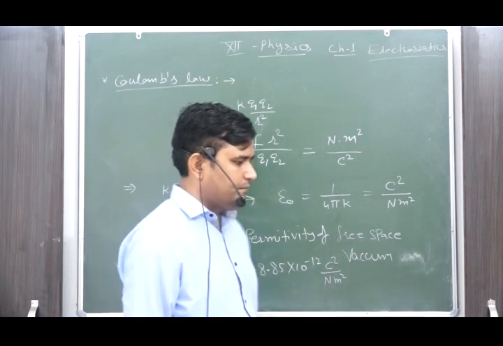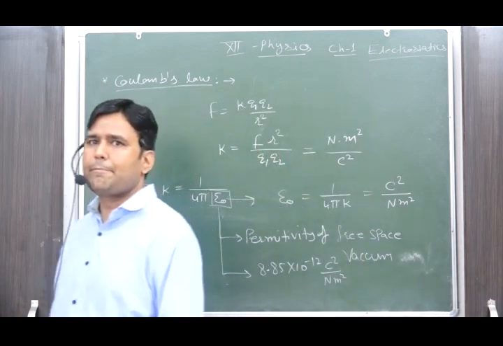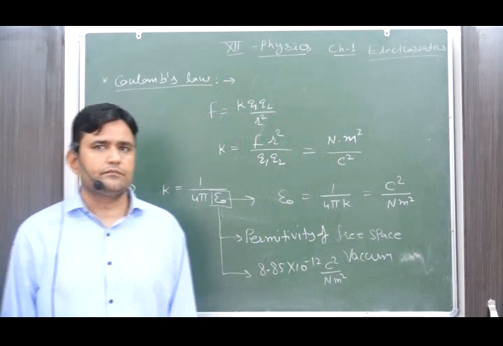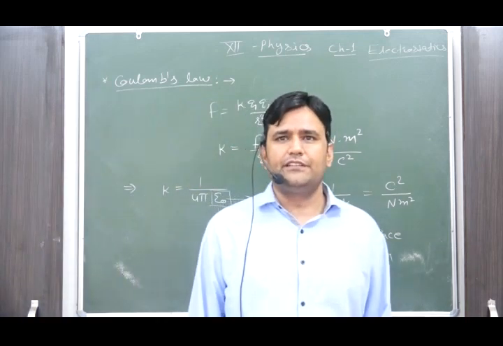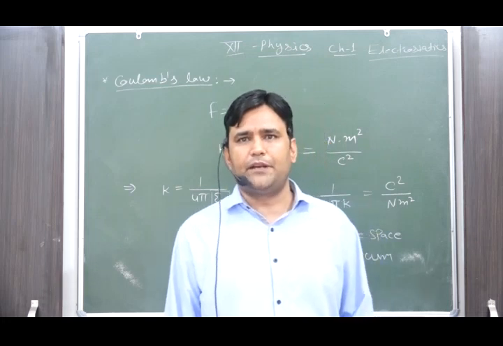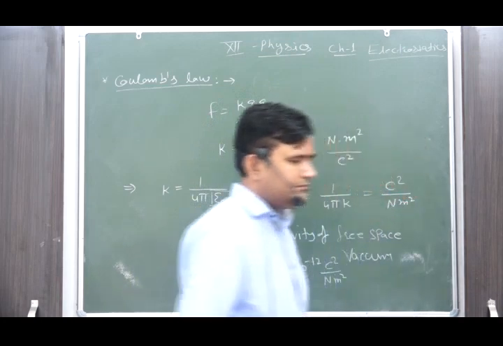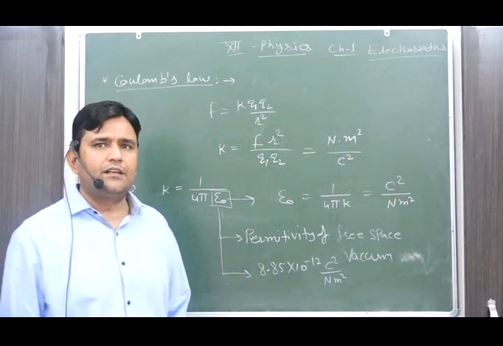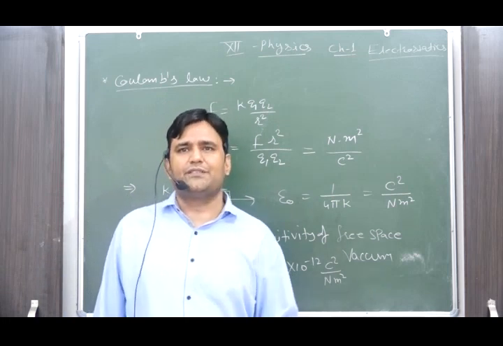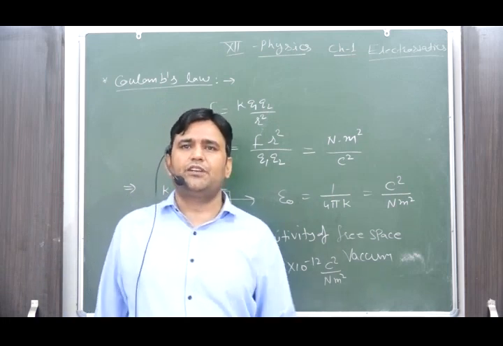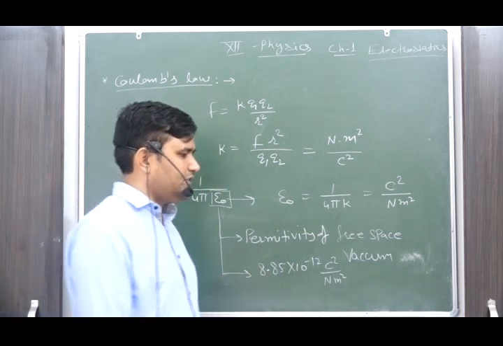And the value of K, which we discussed just now, is 9 into 10 to the power 9. Unit is Newton meter square per Coulomb square. Okay, are you getting my points? It is quite simple, quite easy, but be focused about the concepts and the types of questions that come from that particular topic.